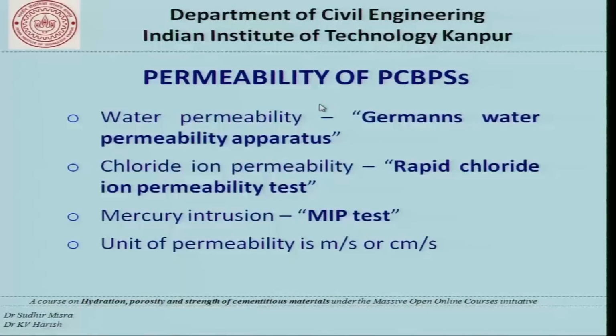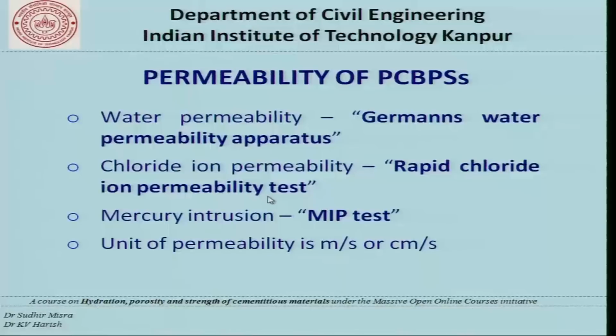Now some more information about permeability. Water permeability is measured using Germann's water permeability apparatus. Chloride permeability is measured using the rapid chloride ion permeation test. I think this test is largely discussed probably in the first 3 lectures provided by Professor Sudhir Mishra, so you can get back to those lectures and find out how this test is done. As of now, the Germann's water permeability test is not important, but you may have to remember that this is for water permeability, and likewise the rapid chloride ion permeation test is for chloride ion permeability.